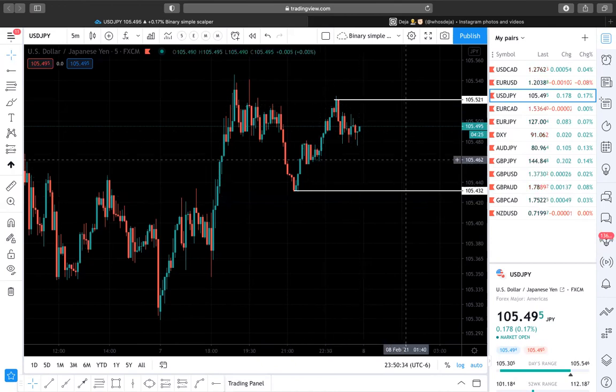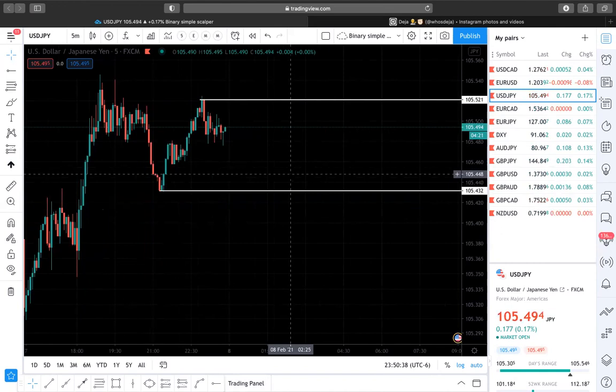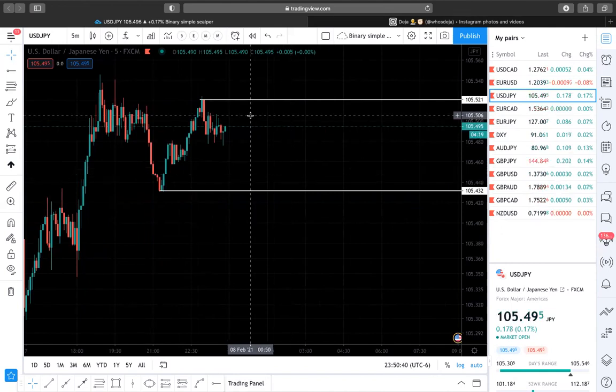All right, so this is something that will happen, and this is what I also like to call price trap. Now, there's a lot of different strategies that call themselves price trap.